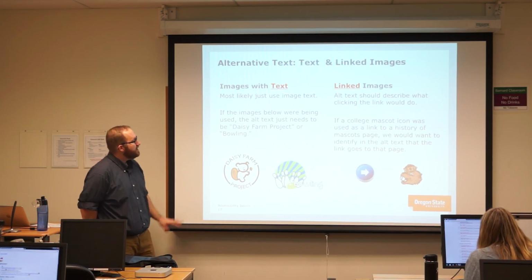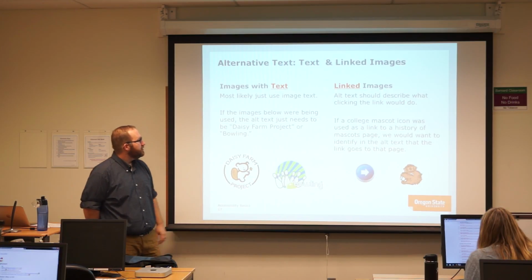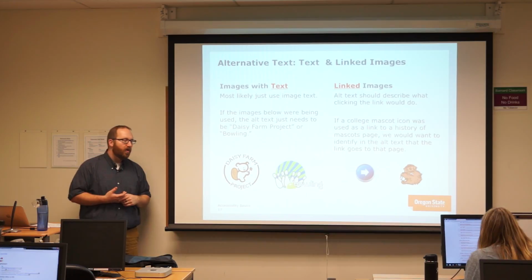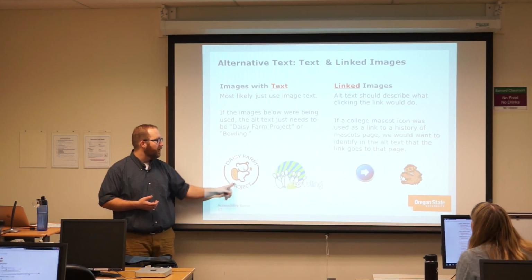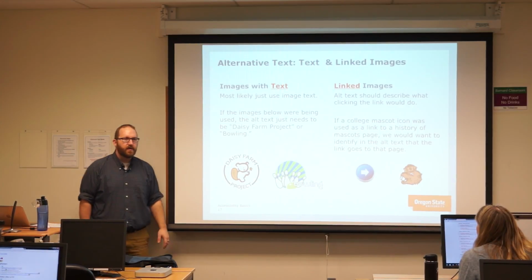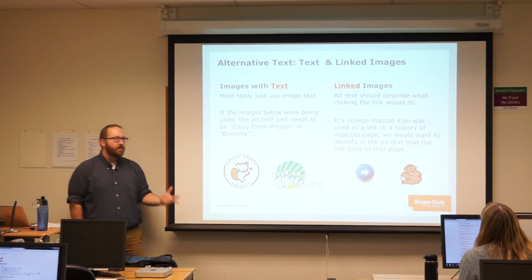If you have an image with text, such as these two below, all you need to use is the text for the alternative text. So this would just be Daisy Farm Project. This one would just be bowling, and that's fine. That's consistent. That's the purpose that you're using that image for.